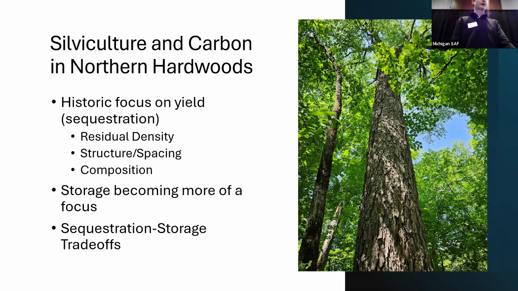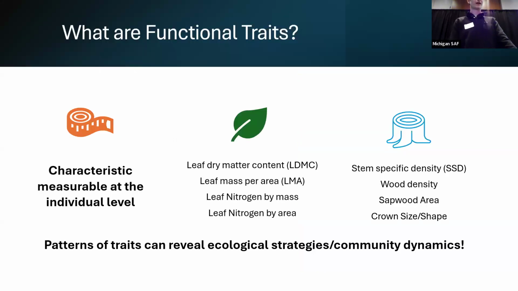To get at that, we're measuring functional traits within these forests. So what is a functional trait? A characteristic measurable at the individual level. These are leaf or wood traits, for example, leaf dry matter content, or how much carbon is in the leaves, how much mass there is per surface area, the nutrient level in the leaves, the wood density, sapwood area, crown size, or shape. These can all get at how the trees are using the resources around them and how they compete with each other.